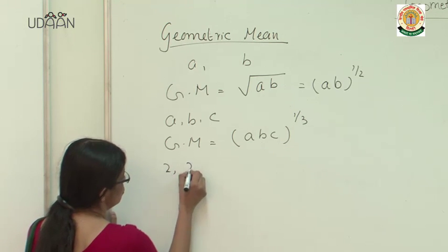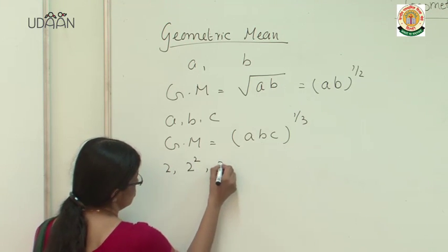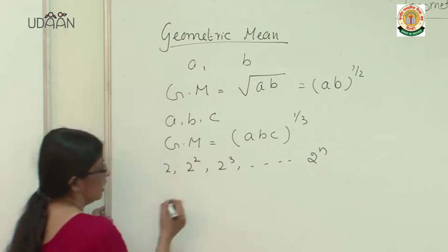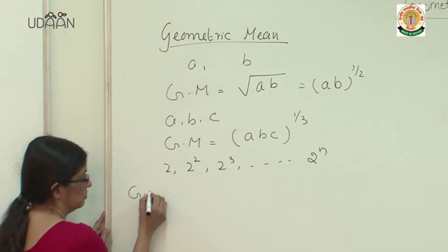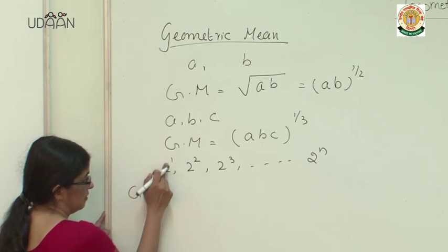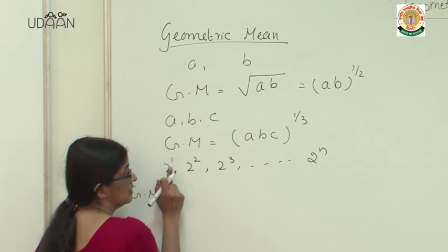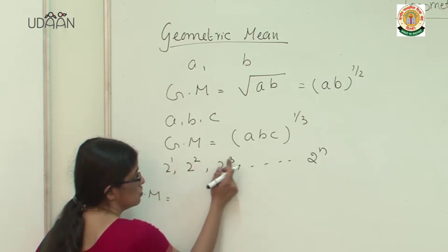Consider the numbers 2, 2 power 2, 2 power 3, etc. up to 2 power n. Can you find the geometric mean of these numbers? Look, 2 power 1, 2 power 2, 2 power 3, etc., 2 power n. How many numbers are there? How many terms are there? 1, 2, 3, 4, etc.